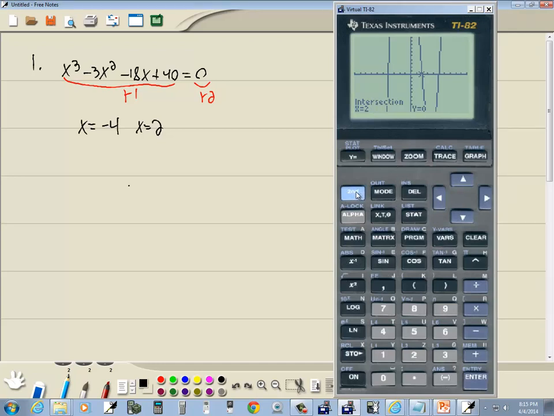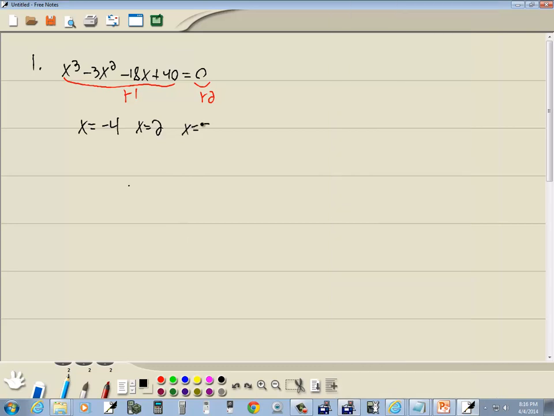So let's find our last one. So do second trace, and choose intersect, 5 for intersect, enter on first curve, enter on second curve, and I'll hold down my right arrow key until my cursor is over closer to the one I'm trying to find, right there, and then press enter. And it comes back and tells us our third one is x equals 5. Now, our largest power is x to the third, our degree. It means we have 3 answers. We found all 3 via the calculator. So we're done with that problem.